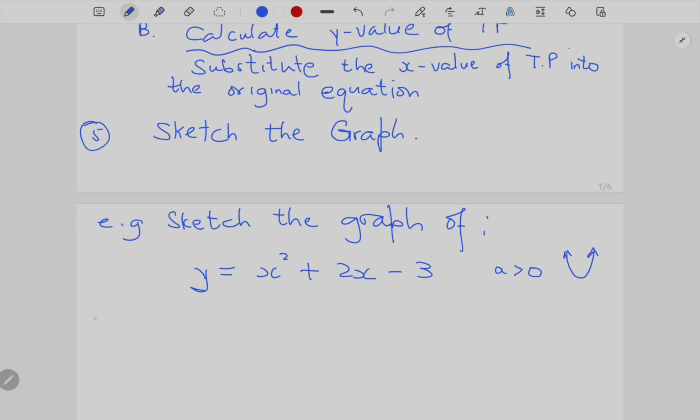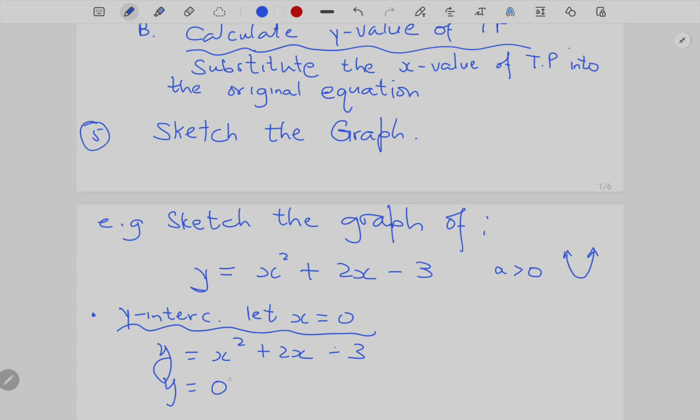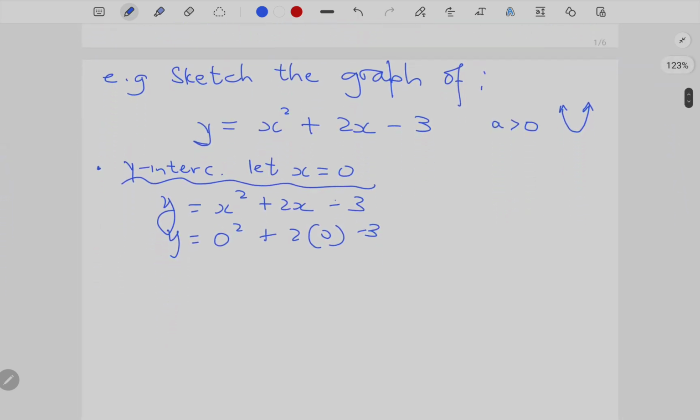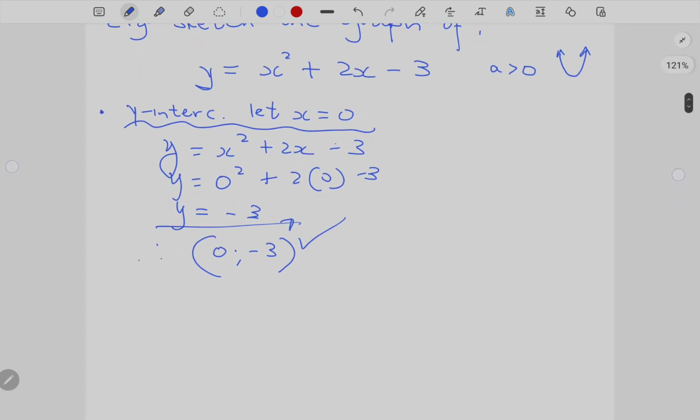Step number 2, we must calculate the y-intercept. For the y-intercept, we must let x be 0. In this equation, y = x² + 2x − 3, whenever we see x, we put a 0. Plus 2 of 0 minus 3. So what is the answer? y = −3. What does that mean? It means the coordinates of the first point that we have here, when x is 0, y is −3. This is the point that we're going to draw on the graph.